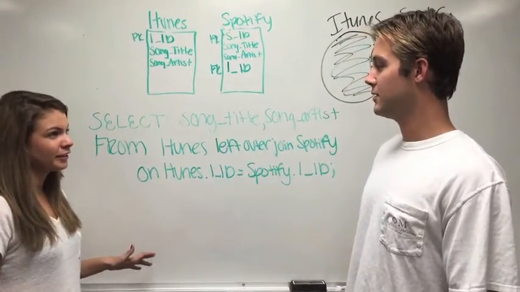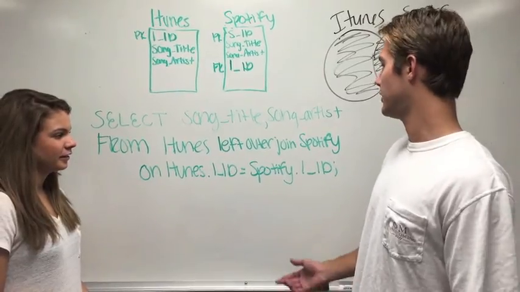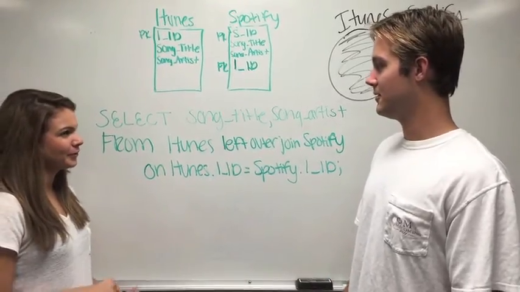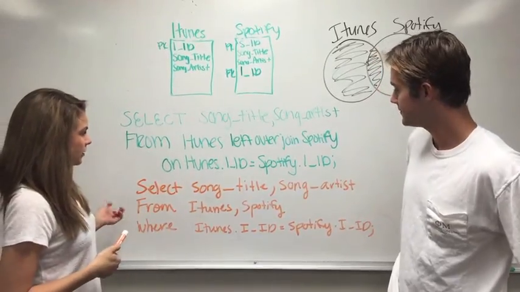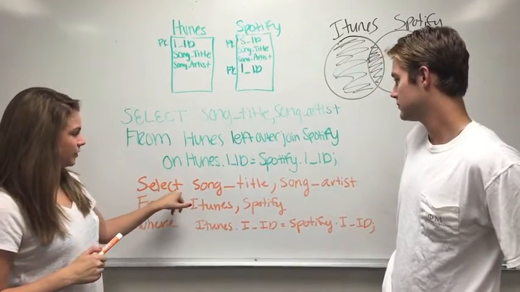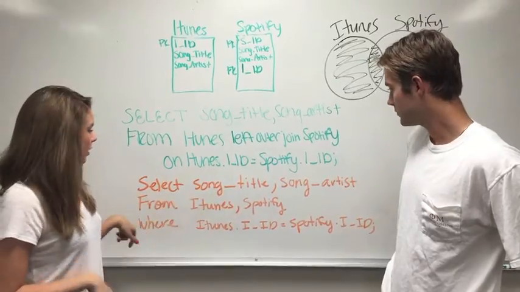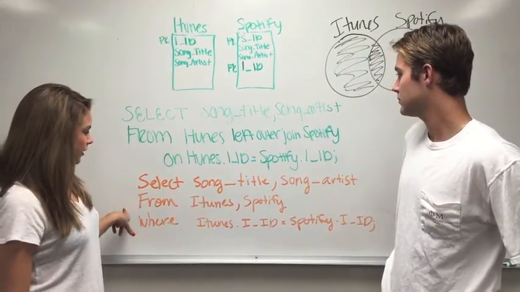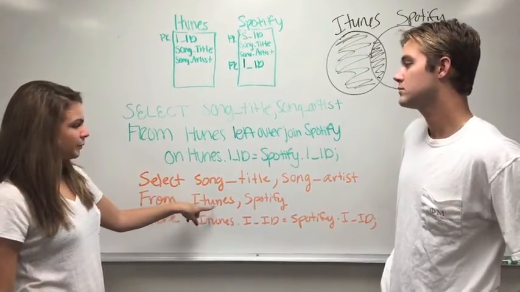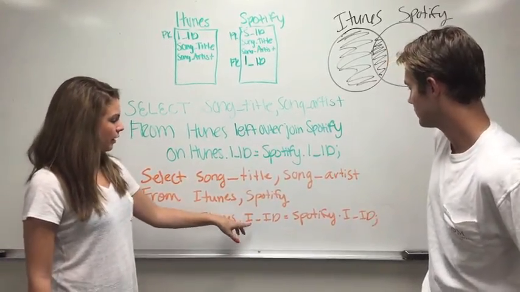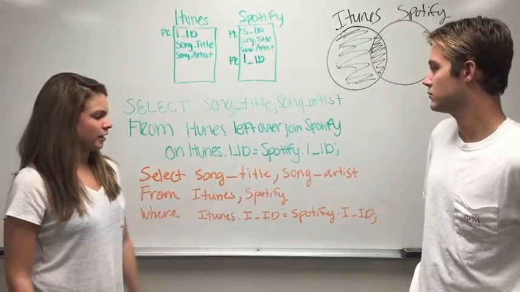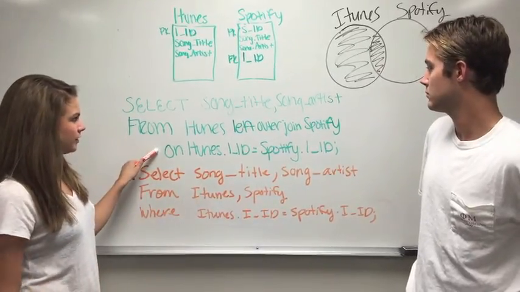Yeah, you're right. Okay, so what does an implicit join look like? I will give you an example. Here you go, Wes. So this is an implicit join. In this instance, we're going to do the same select statement, so song title and song artist, but this time the from statement's a little bit different. We're going to say the two tables separated by a comma, and then where the iTunes ID equals Spotify.iTunes ID, just like in the on statement.